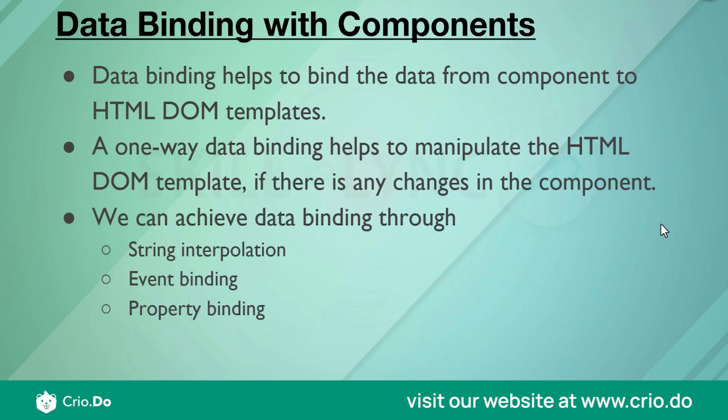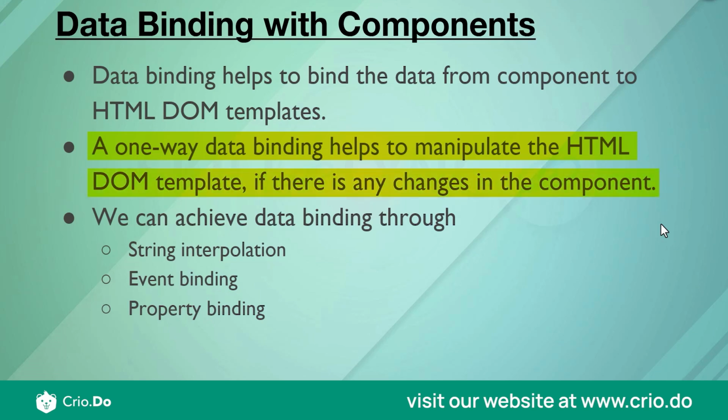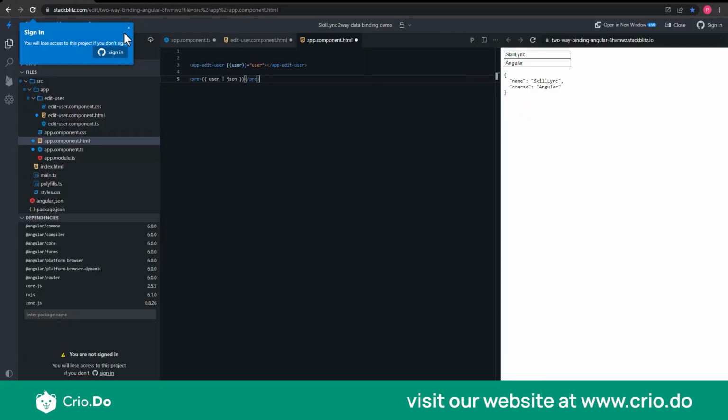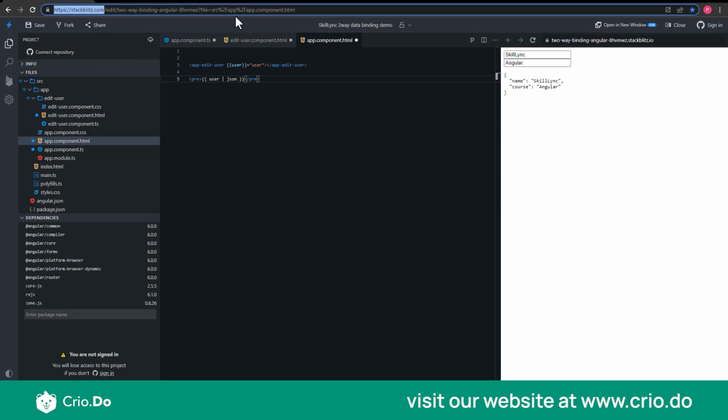Data binding can be of two types. You can either do a one-way data binding, which means that you can manipulate the HTML DOM template if there is any change to the component, or you can have a two-way data binding, which I showed a demo of earlier, wherein if you update something on your HTML as well, there could be a change in your component. Just to refresh your memory, we'll go back to the sample application that we had earlier and see this in action. I'm coming back to stackblitz.com and the application which we put up to show this two-way data binding concept.